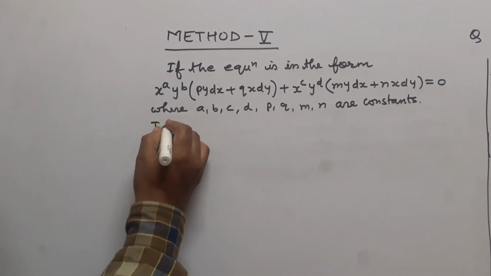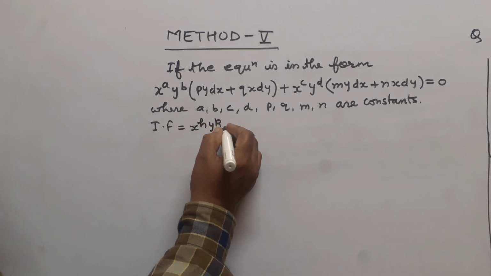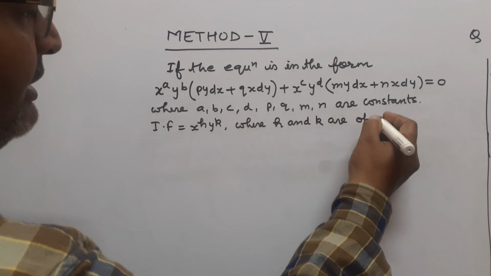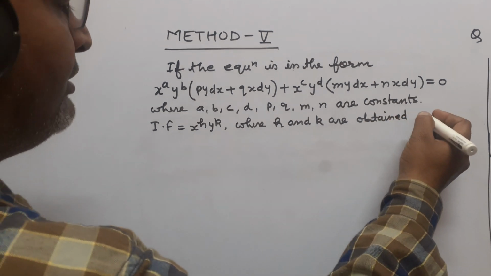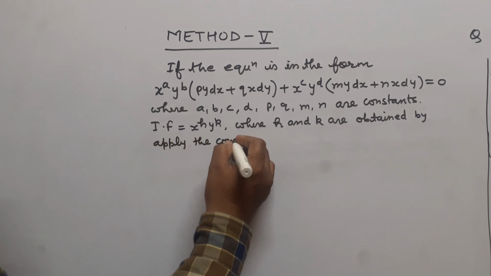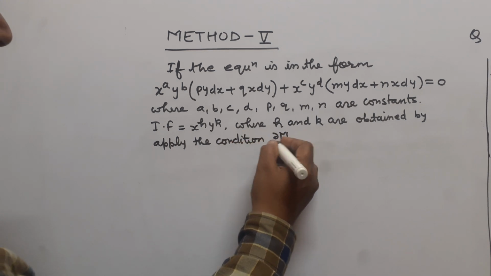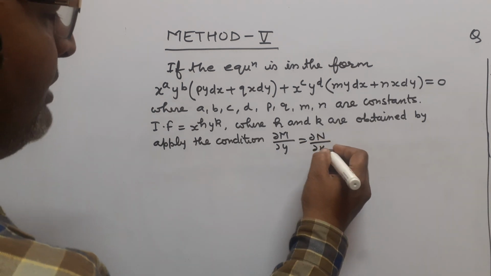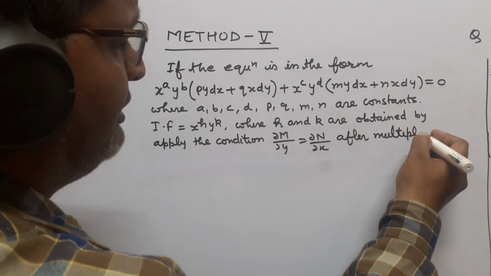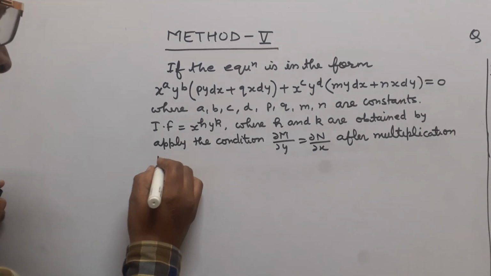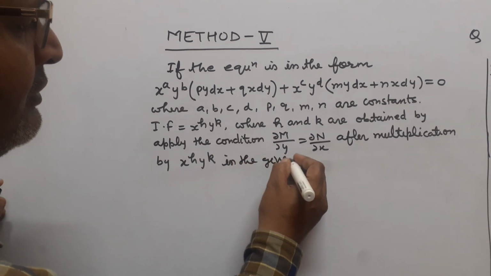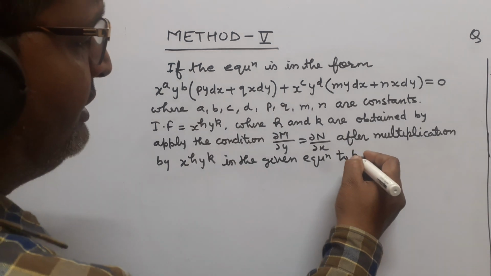Here the integrating factor is x^h y^k, where h and k are obtained by applying the condition ∂M/∂y = ∂N/∂x after multiplication by x^h y^k in the given equation to be exact.